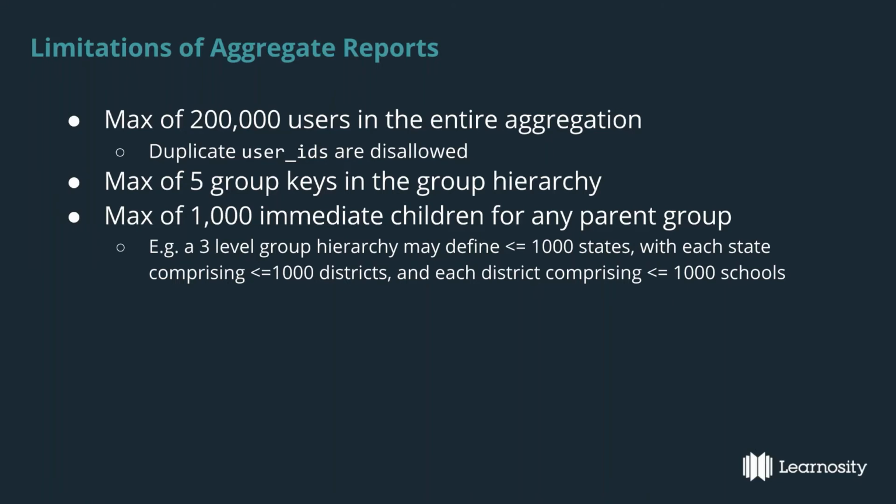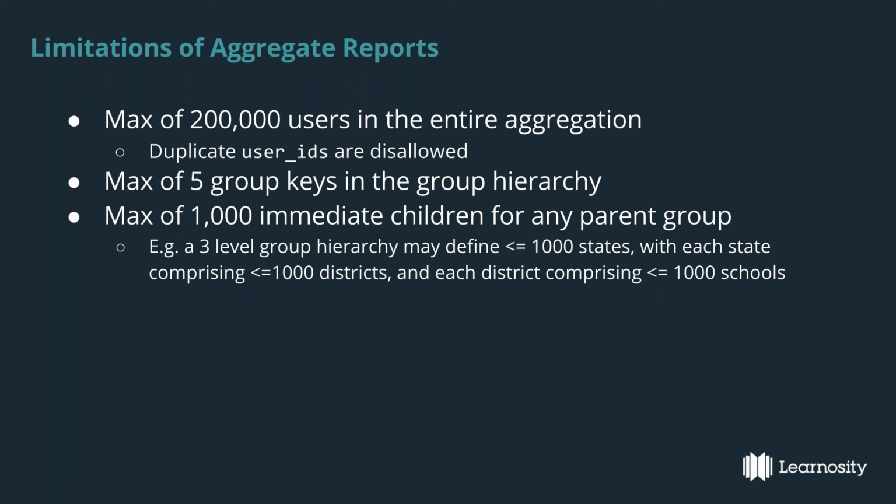The limitations. As there is a lot of number crunching going on here, we do have some limitations. I mentioned the 200,000 users before. Even that is not a hard limit. We can do something with that if you can present a use case where you feel this should be increased. There's a maximum of 5 group keys in the hierarchy. So in the examples we saw, there were three levels. We could have had state, district, school, class, and perhaps attendance. That's the most that we can do. It's 5 levels of a hierarchy, which I think meets most use cases.